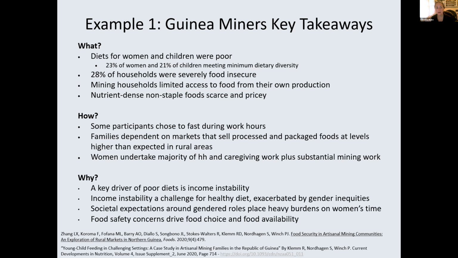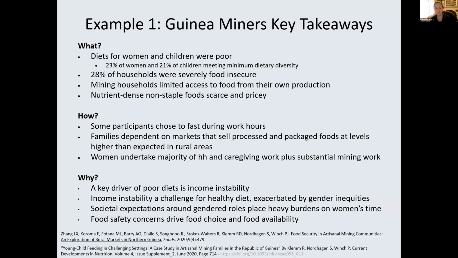And they learned that a key driver of poor diet wasn't just income, it was income instability. And the income instability was not only a challenge for healthy diet, but it was exacerbated by gender inequities in both income and time use. And further, they articulated clearly through their results and had data to demonstrate that the societal expectations around gender roles were placing the heavy burden on women's time.